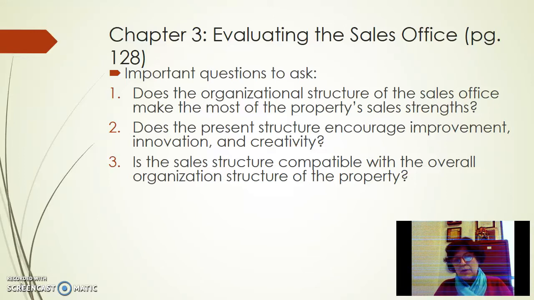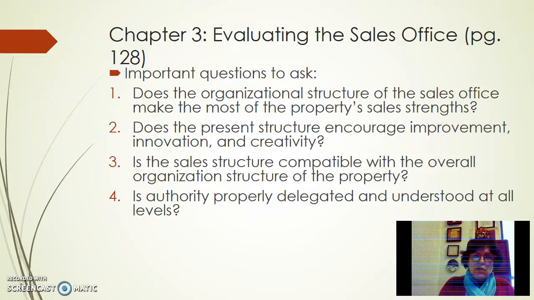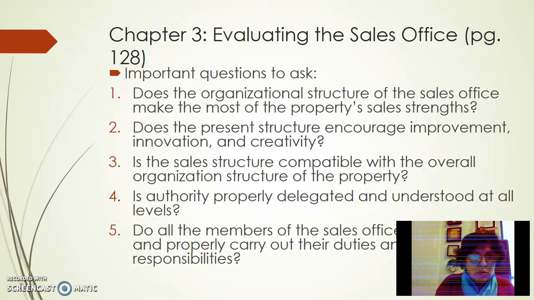In other words, do we have enough people or do we have too many. That never happens with too many people. Is authority properly delegated and understood at all levels? I mean, salespeople need to be able to say yes to their client, and if they have to go through several layers to get an approval, sometimes you lose your client.